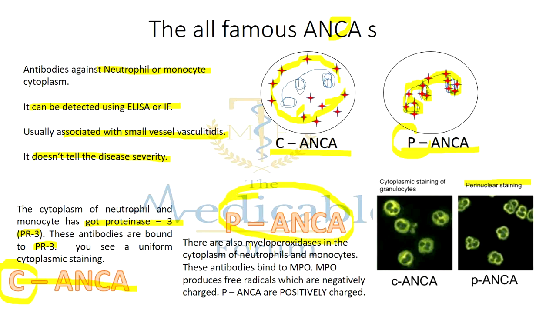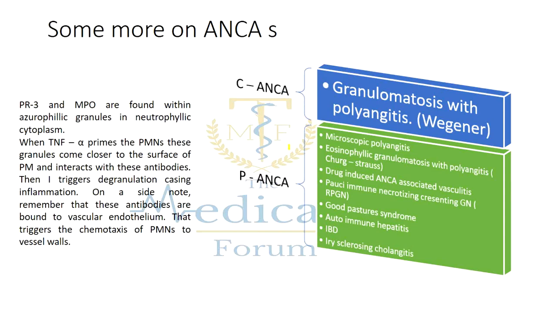P-ANCA, on the other hand, it's a perinuclear antibody. It binds to myeloperoxidases in the cytoplasm of neutrophils and monocytes. These antibodies bind to myeloperoxidase because myeloperoxidase produces free radicals which are negatively charged, and P-ANCA is positively charged. Remember, P for positive, P-ANCA, perinuclear. So C-ANCA and P-ANCA is clear.